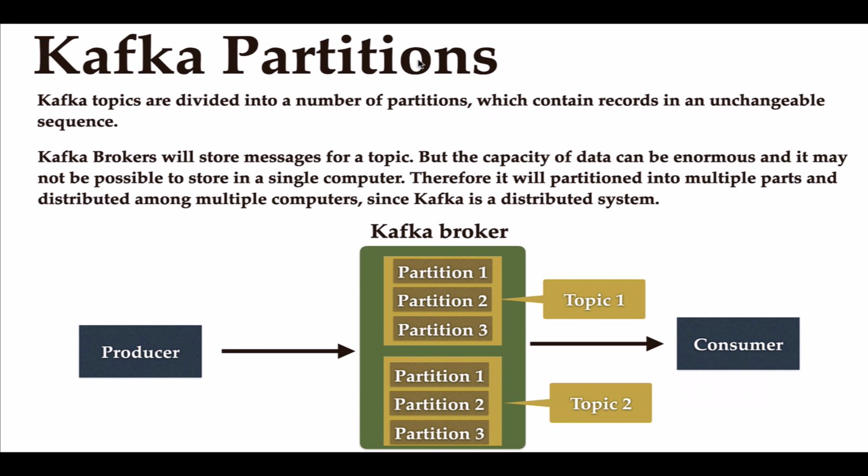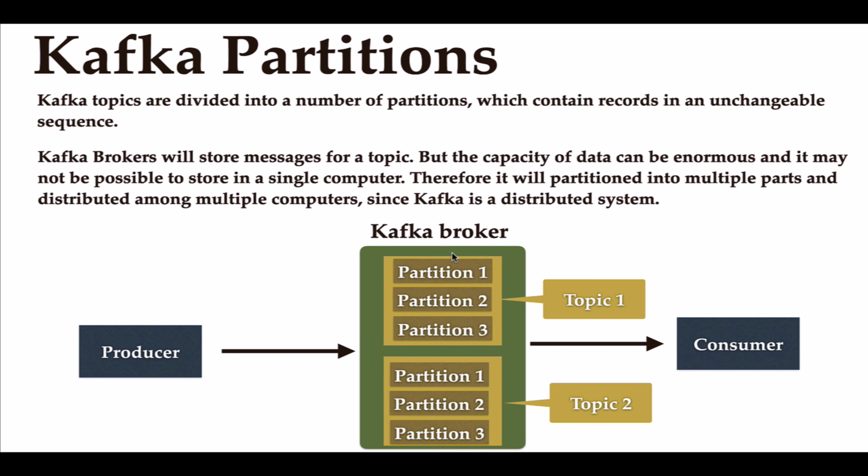Next, what are Kafka partitions? Kafka topics are further divided into a number of partitions, which contain the records in an unchangeable sequence. If you look at the diagram over here, we have topic 1. This topic 1 is divided into a number of partitions: partition 1, partition 2, partition 3. And again, topic 2 is also divided into partition 1, partition 2, partition 3.